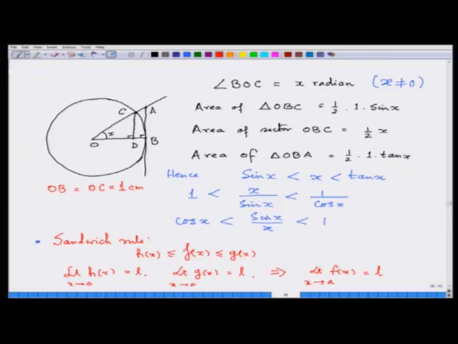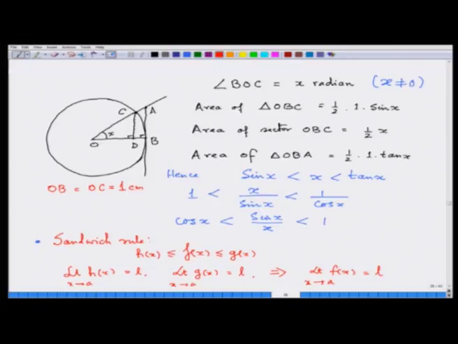Now from C drop a perpendicular on OB where it touches OB at D, and now draw a tangent through B to the given circle. Now you know that the radius OB is always perpendicular to a tangent. This is basic school geometry. And now extend the line OC so that the tangent through B meets OC at the point A.